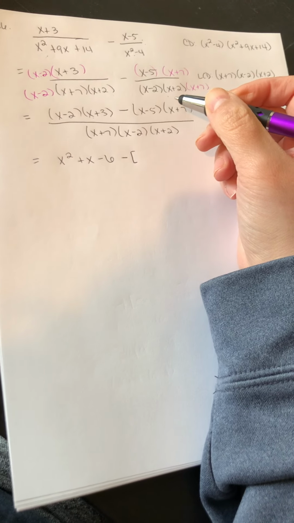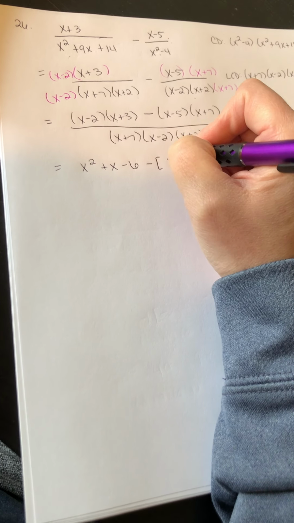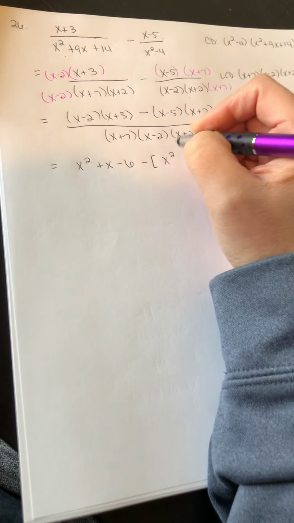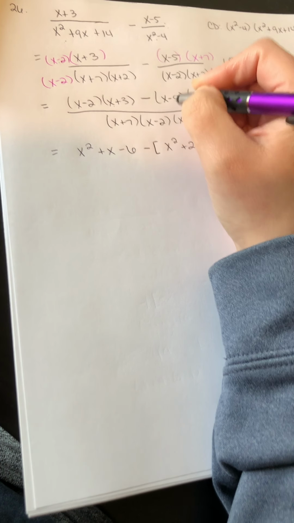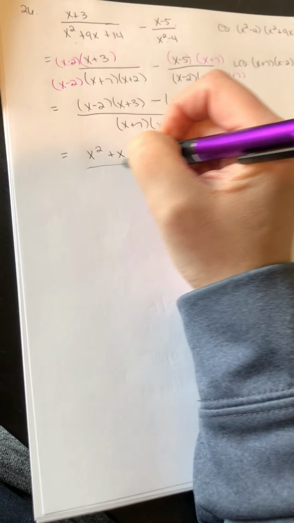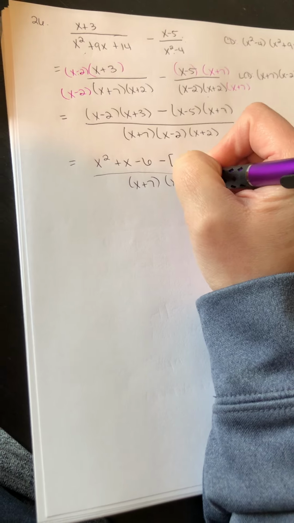Minus, again, I'm going to do a bracket, so you remember to distribute the negative. X times x is x squared. Plus 7x minus 5x is a plus 2x. And then negative 5 times 7 is negative 35. Over the denominator.